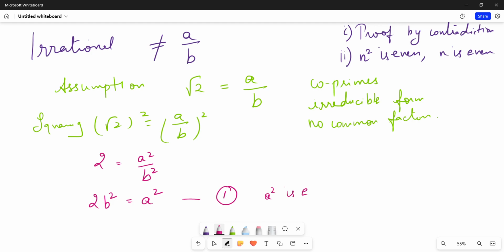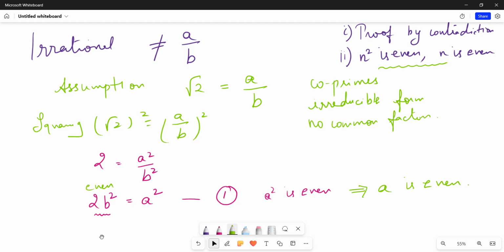Why? Because it is a multiple of 2. It can be expressed as 2b squared, right? So this is definitely even because it is twice an integer. 2b squared is twice an integer, which is definitely even. So a squared is even. Now according to the property, if n squared is even, then n is also even. A squared is even implies that a is even, right?